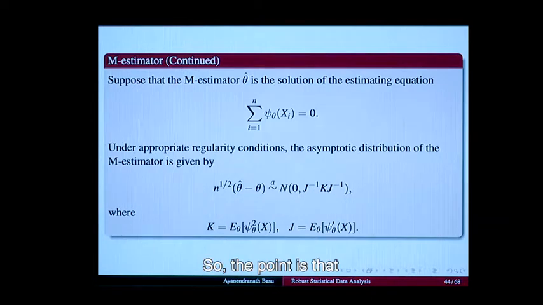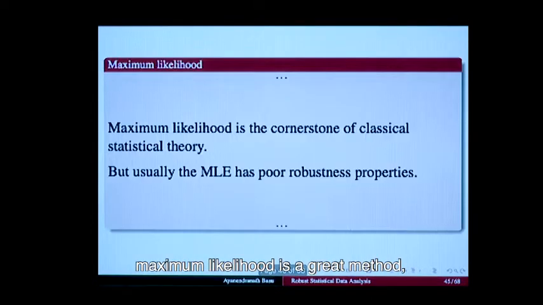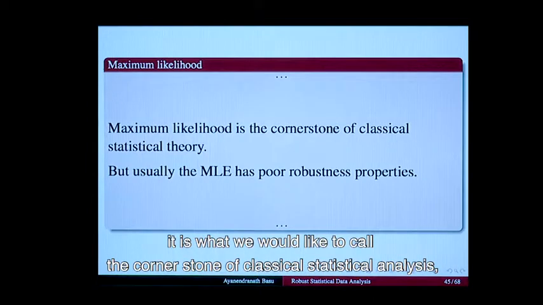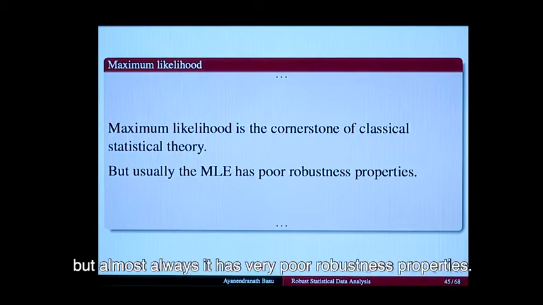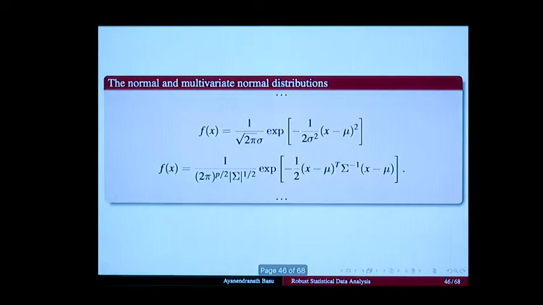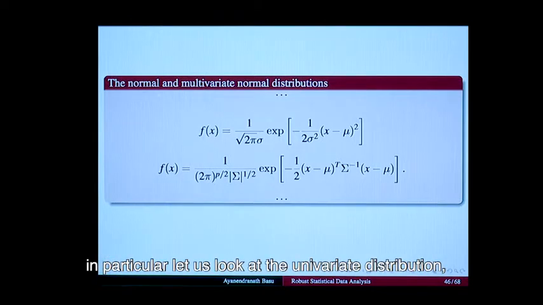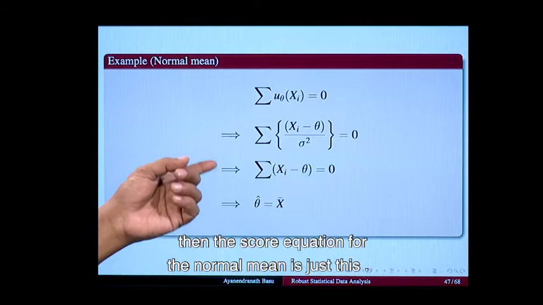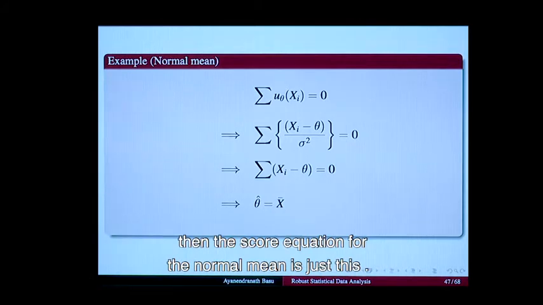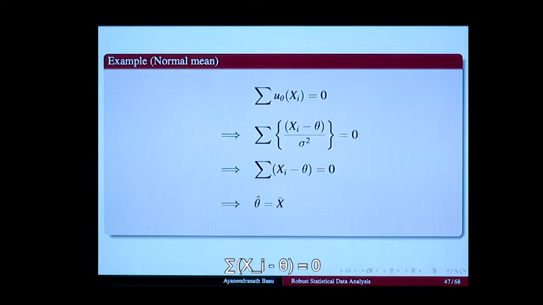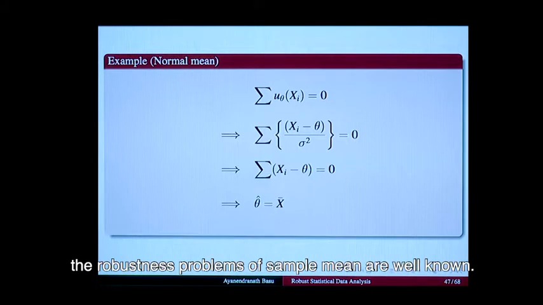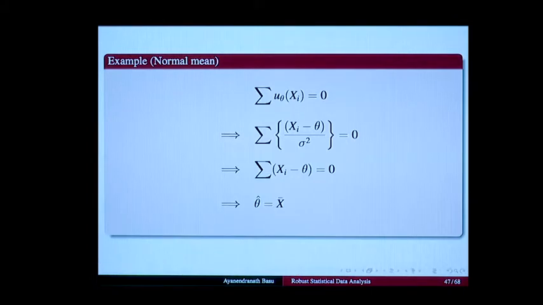So, the point is that maximum likelihood is a great method. It is what we would like to call the cornerstone of classical statistical analysis, but almost always it has very poor robustness properties. In fact, if you look at the normal and multivariate normal distributions, in particular let us look at the univariate normal distribution, then the score equation for the normal mean is just this, summation xi minus theta equal to 0. You solve that, you get theta equal to x bar, the sample mean. The robustness problems of sample mean are well known.